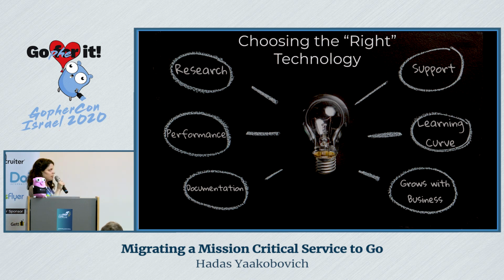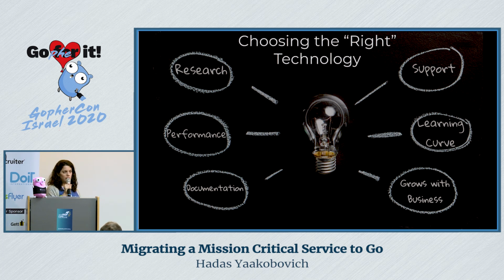Step 3 in a successful migration is choosing the right technology. There is no perfect choice, and there are pros and cons to each. We examined a few aspects in order to reach the best technology for us. We researched the technology which could withstand our growing traffic.